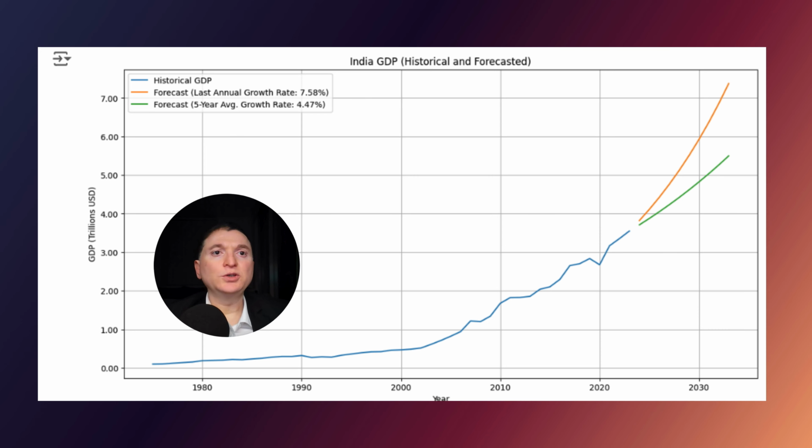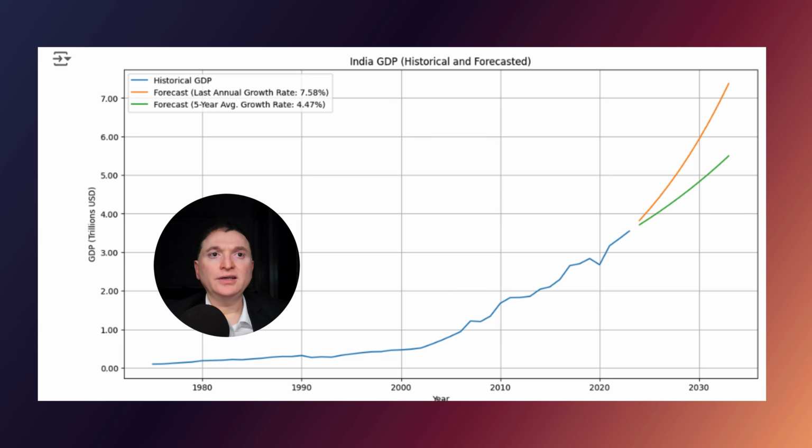Okay, you can see two different trend lines. The first trend line is in orange, which is the forecast based on 7.58%, which is based on the most recent annual growth rate. But also, I'm using a very pessimistic growth rate, which is 4.47%, which is the 5 years average growth rate, including, remember I mentioned earlier, the dip during COVID. Based on that, we can see there are two very different trend lines.